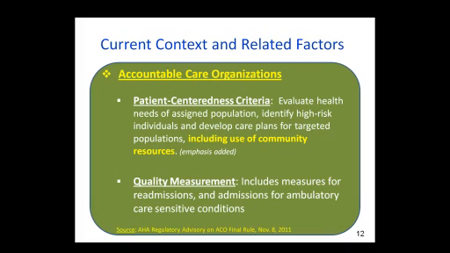And in fact, in terms of community resources, for the Accountable Care Organization rule, there are a set of patient-centeredness criteria that an ACO must meet. Among those, it must evaluate the health needs of its assigned population, identify high-risk individuals, and develop care plans for those targeted populations, including the use of community resources beyond those that the hospital would directly provide.